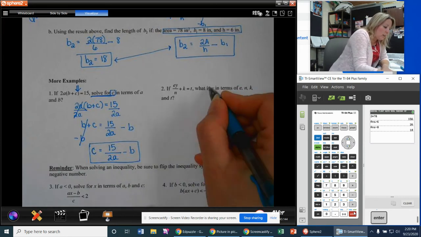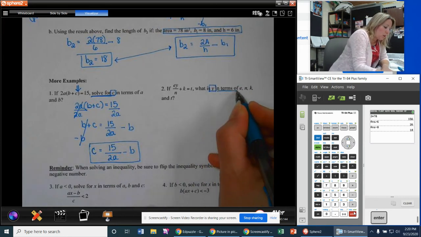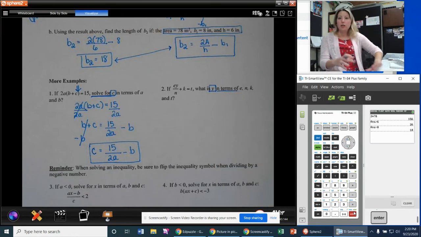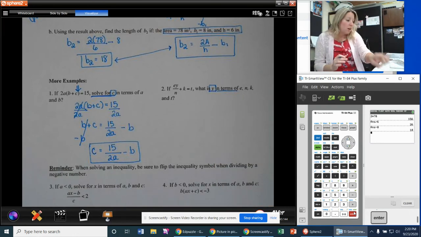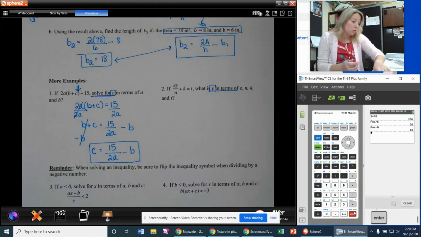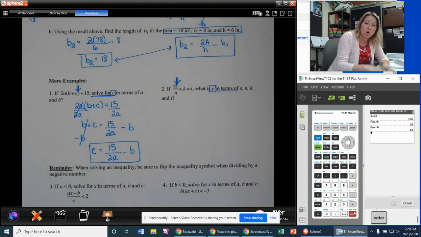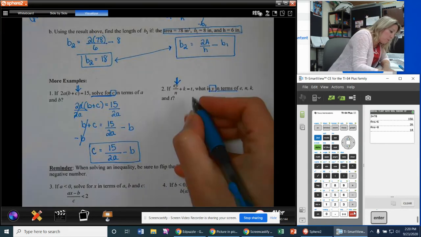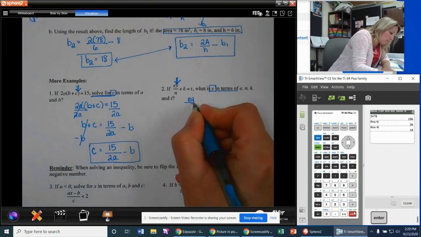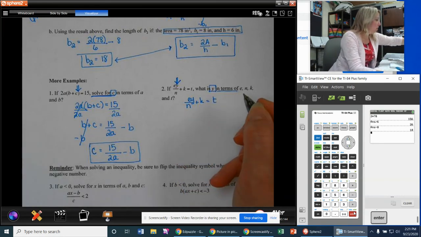What is y in terms of the other variables? And notice I didn't even bother reading the other variables. I want to know what y is. So what variable needs to be gotten alone? Y. Know that going in. Know which variable needs to be alone. So I'm just going to rewrite because I like to do that.